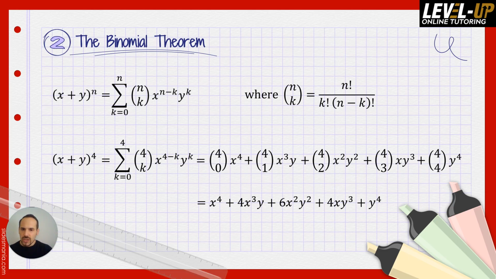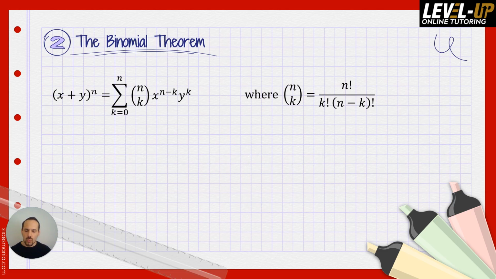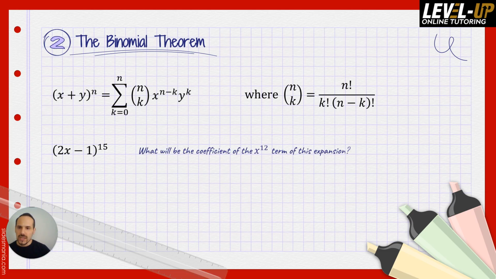Right. So what's the use of using the binomial theorem over Pascal's triangle? Well, let's say we take a much bigger one like this, where we've got a very big power like 15. We don't want to compute Pascal's triangle all the way down to 15. And maybe we don't even want every term. Maybe we only want the x to the power 12 term in this expansion. How would we work that out?